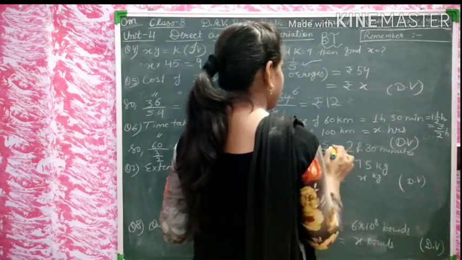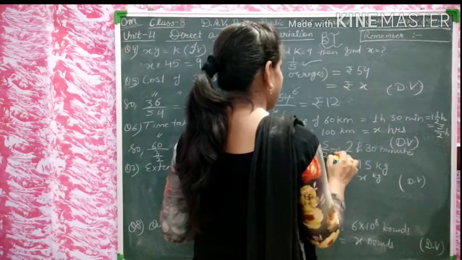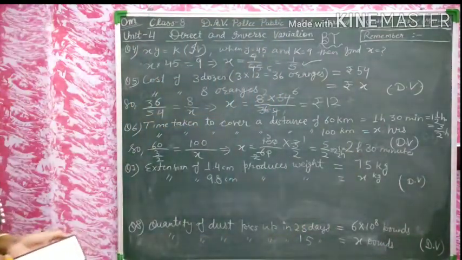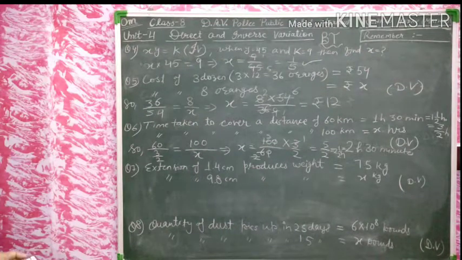This is equal to 2 and 1 by 2 hours. This is equal to 2 hours and 30 minutes. Is this clear, students? Yes.